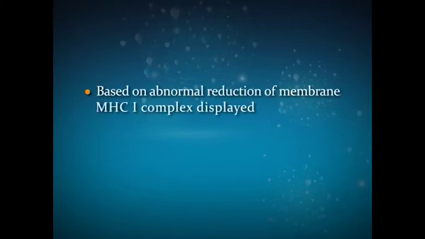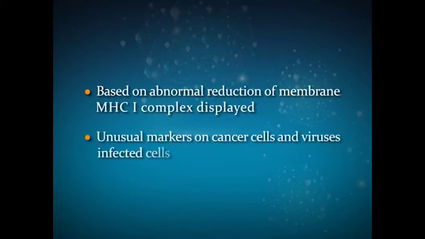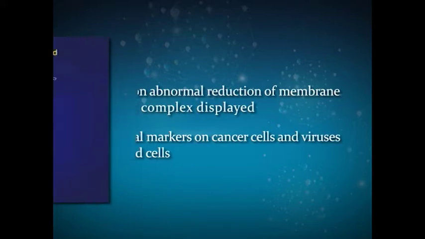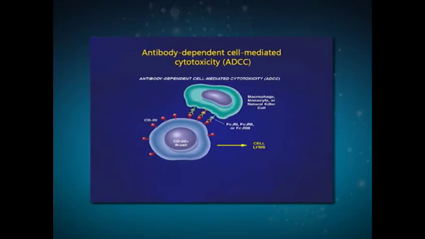Unlike TC cells, NK cells kill the target cells in the absence of specific antigen and destroy malignant and virus-infected cells without prior exposure to the antigen. NK cells recognize the target cells in two ways: based on abnormal reduction of membrane MHC class I complex displayed and unusual markers on the cancer cells and virus-infected cells, and by a process called antibody-dependent cell-mediated cytotoxicity, or ADCC.